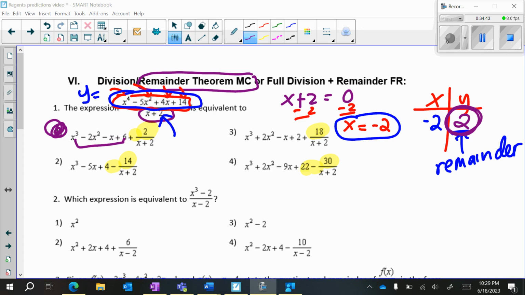So for the next one, if you use the remainder theorem, I recommend it because it's easy. You're just going to set x minus 2 equal to 0, solve for x, you get 2, and plug in 2 into the numerator and see what you get.